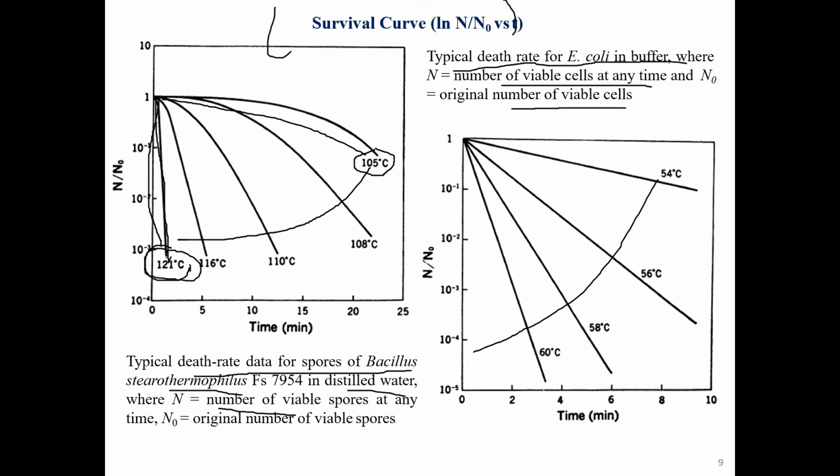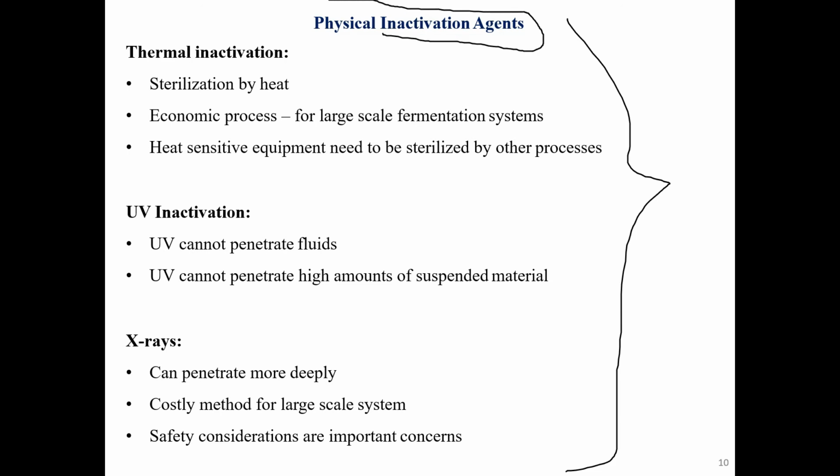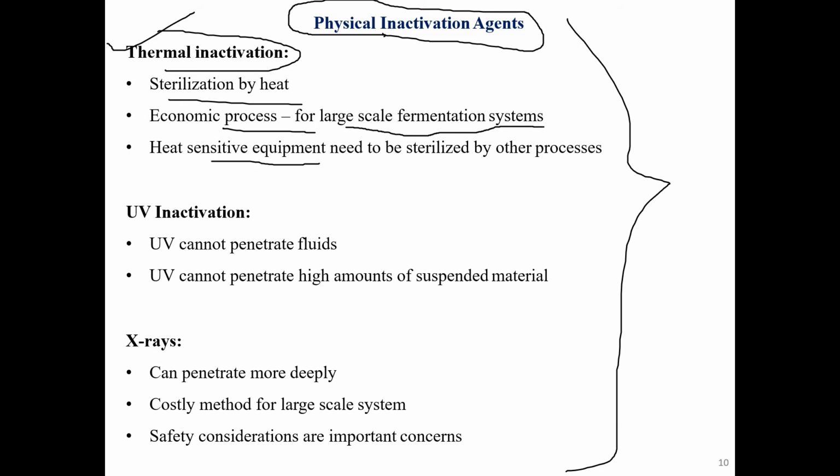And it's the same here, where we have N by N0. N is the number of viable cells at any time, and N0 is the original number of viable cells. With this, let's talk about some of the important terms, or the inactivation agents, for ensuring sterilization. The first one is thermal inactivation. Thermal inactivation is sterilization by heat, an economic process for large scale fermentation systems, and heat sensitive equipment must be sterilized by other processes. All right, so these are some of the easy steps.